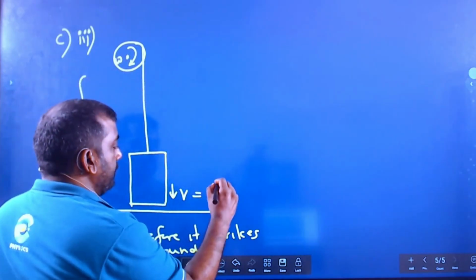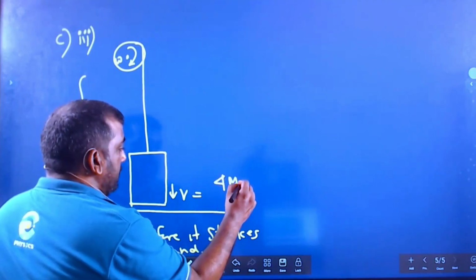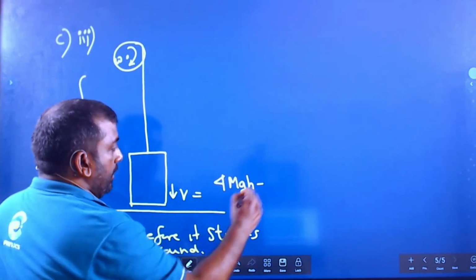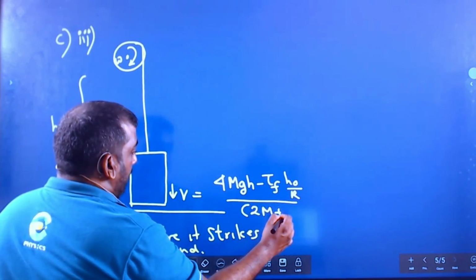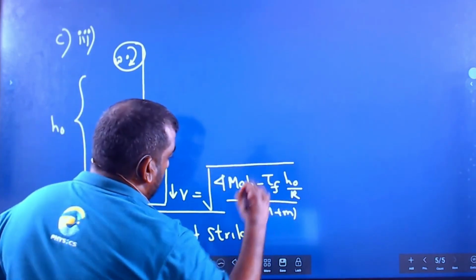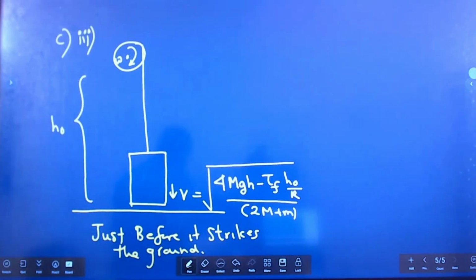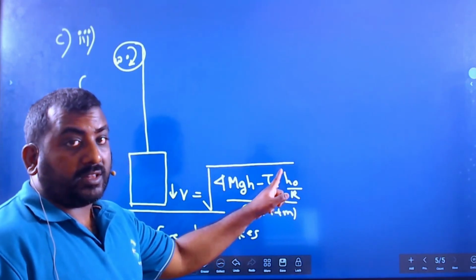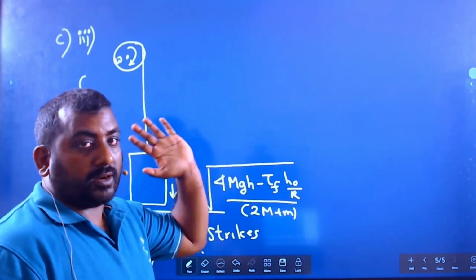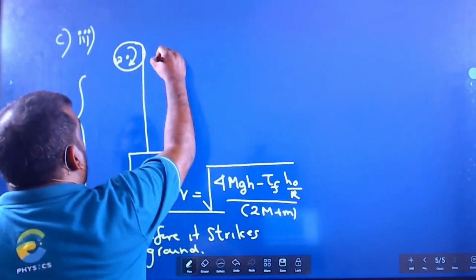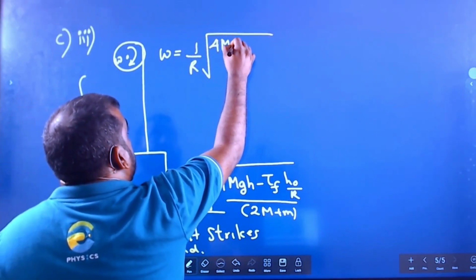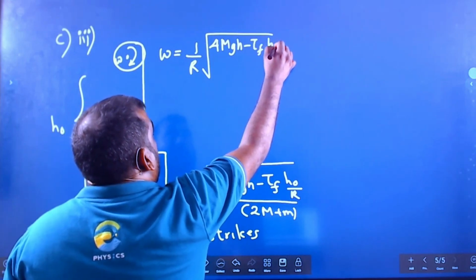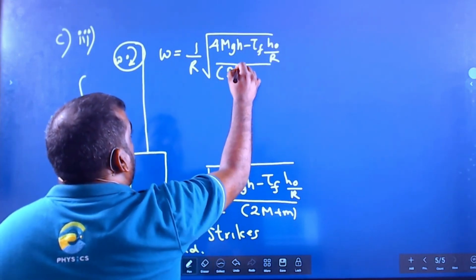The velocity is the square root of 4 times (mgh minus frictional torque h0 over r) divided by (2 capital M plus simple m). Don't forget, here don't put h; the question gives h0, so you must substitute h0. What is the angular velocity? 1 over r times the square root of 4 times (mgh minus frictional torque h0 over r) divided by (2 capital M plus simple m).